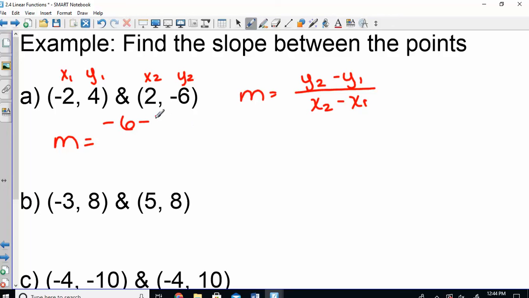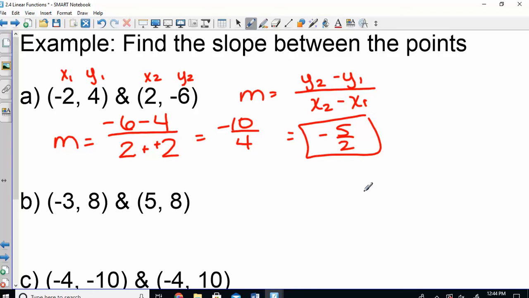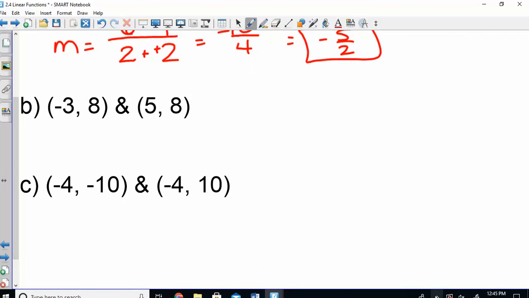So my slope, we get -6 minus 4 over 2 minus -2. So -10 over 4, which reduces to -5/2. You can certainly write that as a decimal, -2.5 if you want, but when we find these slopes, a lot of times we're going to be turning around and graphing the line, and it's a little bit easier to graph if you have that fraction for the rise over run purposes. So why don't you guys do B and C? Find those slopes.